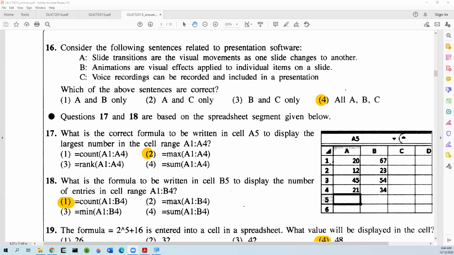And animations are visual effects applied to individual items on the slide. So if you remember, when you want to move items, we move them individually. We define the start and the end, and then the computer will generate the frames. What is the name we use for the frames generated by the computer? Anyone? We will use a special name, right?